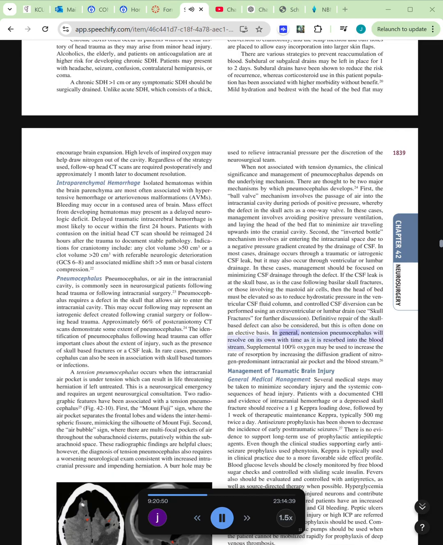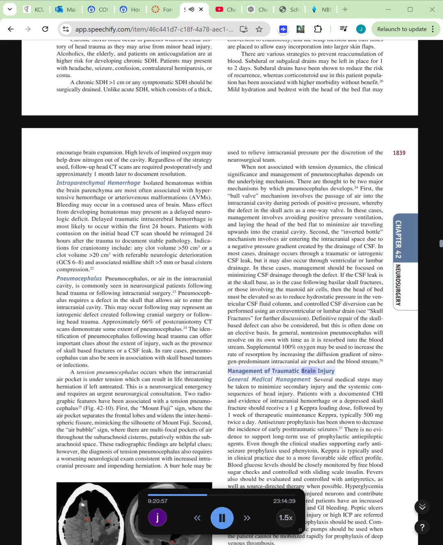In general, non-tension pneumocephalus will resolve on its own with time as it is resorbed into the bloodstream. Supplemental 100% oxygen may be used to increase the rate of resorption by increasing the diffusion gradient of nitrogen between the predominantly nitrogen intracranial air pocket and the bloodstream.